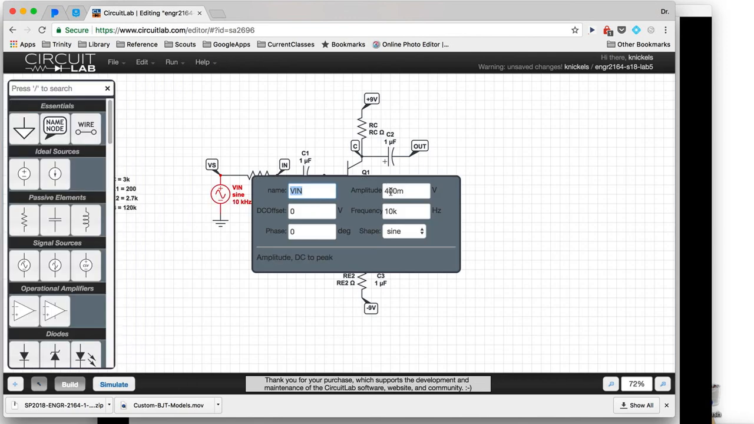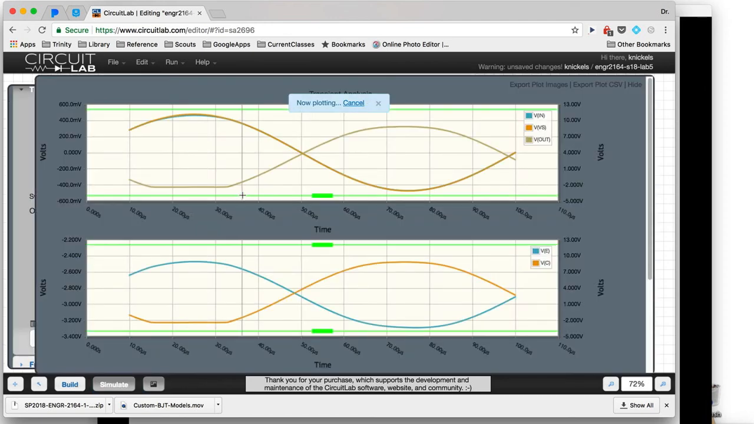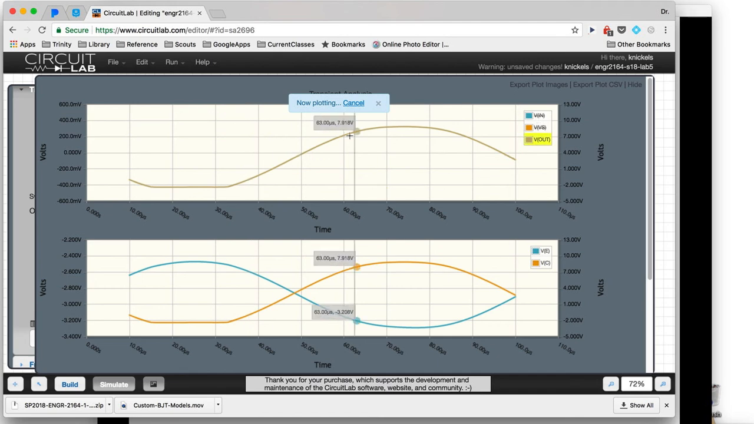So let's maybe go up to 475 millivolts and run a simulation. So my output now, you can see, is just clipping a little bit on one end. This end still looks pretty good. It's still a sine wave. So the question that we're going to ask you is why? Where is it clipping and why?